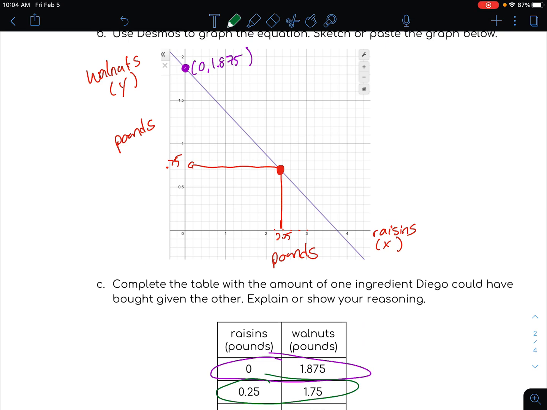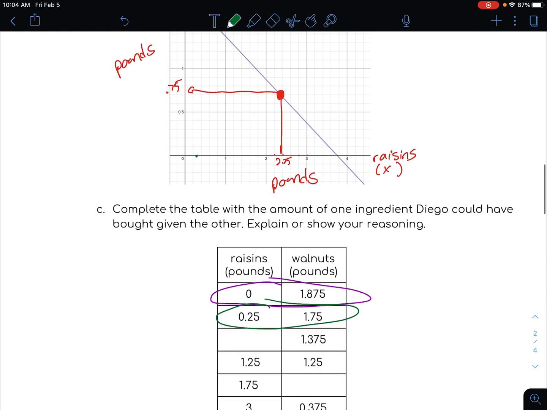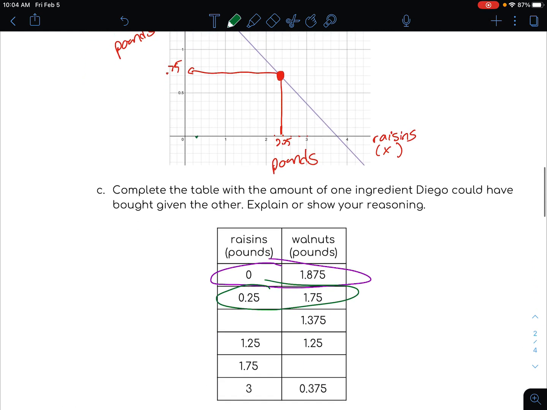Let's look at another one here, 0.25, 1.75. So it's about 0.25 here, and if we follow that up, yeah, that's going to be about right there. So that's 0.25 and 1.75. That's a combination that works. So we have a number of combinations.